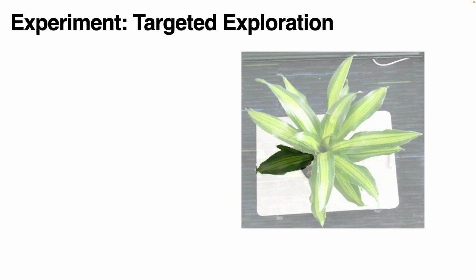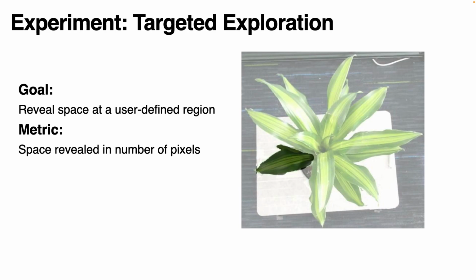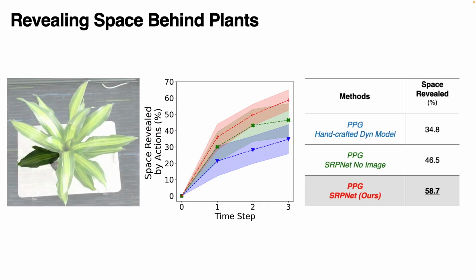Our final experiment tackles the task of targeted exploration. The task here is to reveal space at a user-defined region, such as the shaded region in the image on the right, and the metric is the same as before. Again, as SRPNet reliably models the effect of actions, PPG with SRPNet outperforms PPG with other dynamics models.